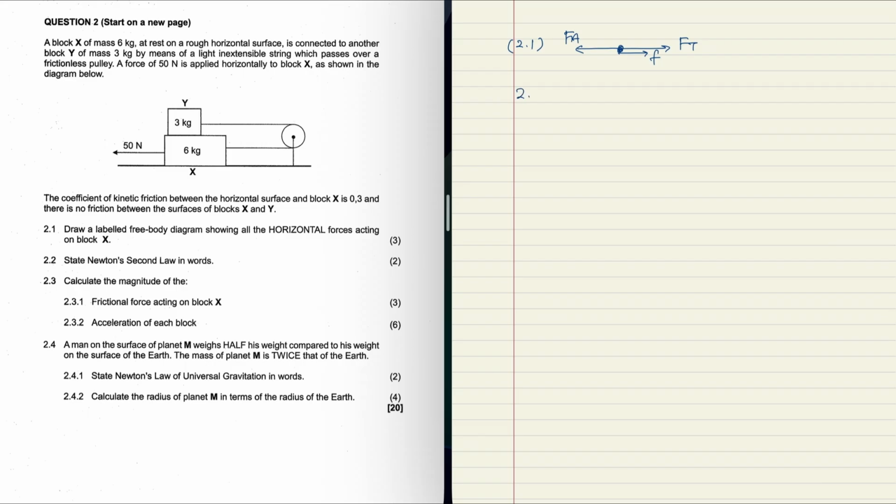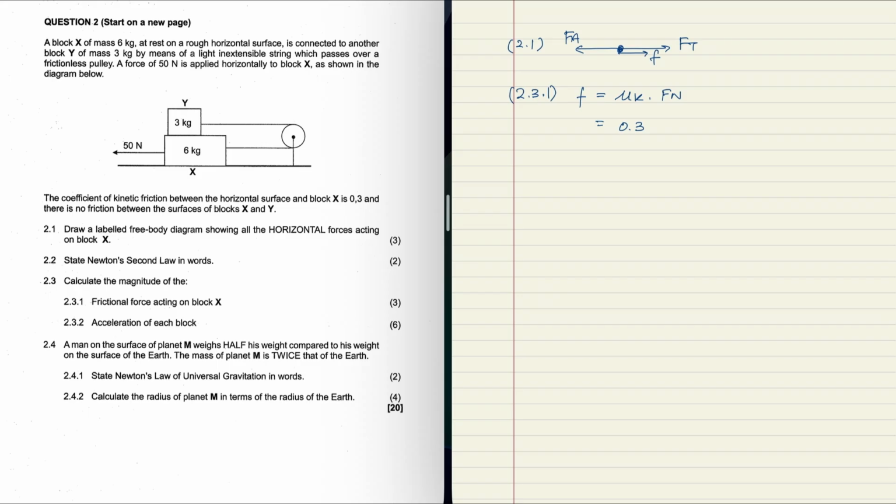Now, question 2.3.1. Calculate the magnitude of the frictional force acting on the block. So friction is equal to mu k times Fn. Mu k has been given to us as 0.3, but Fn is not necessarily going to be Fg every single time. Let's take a look at this example.